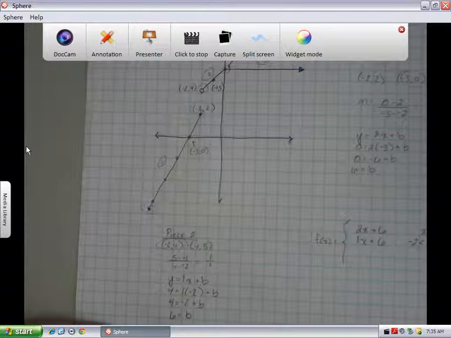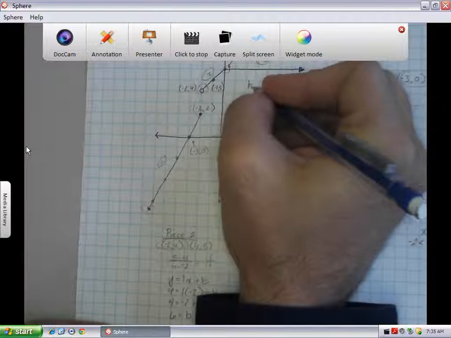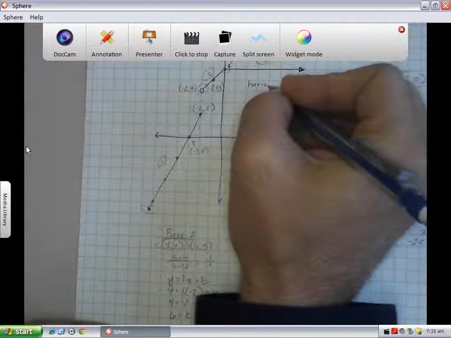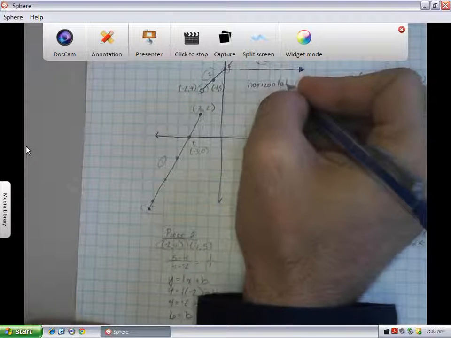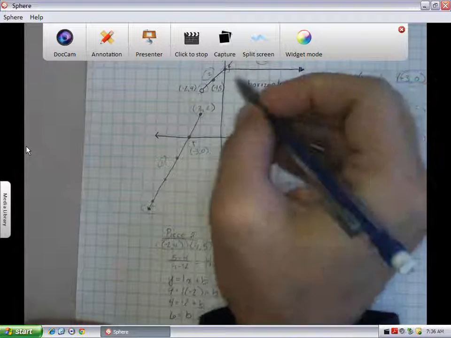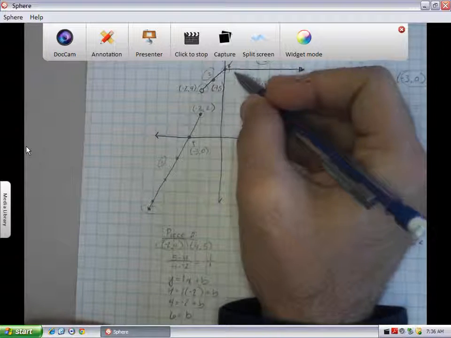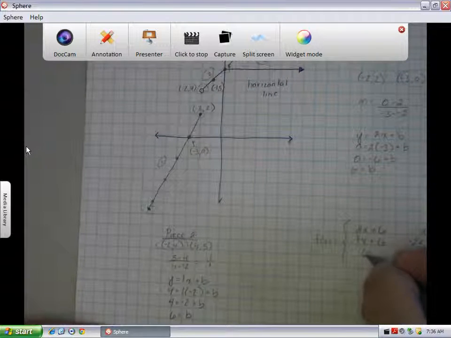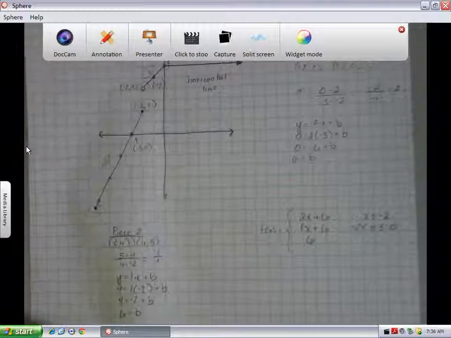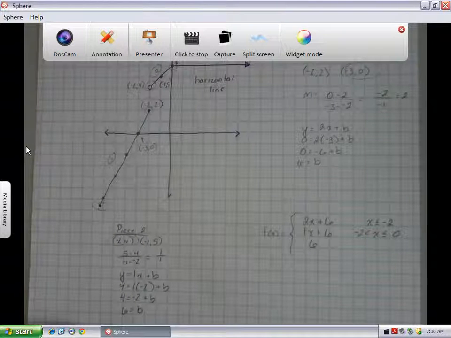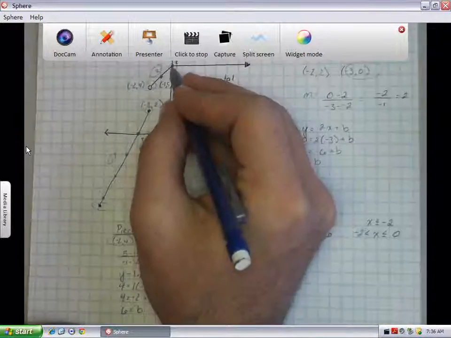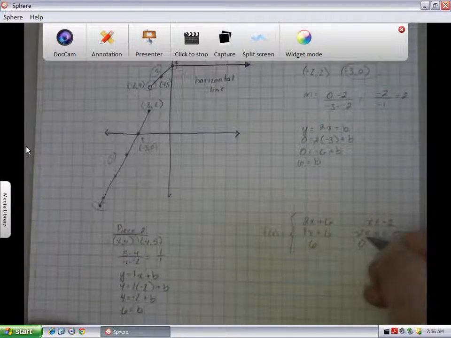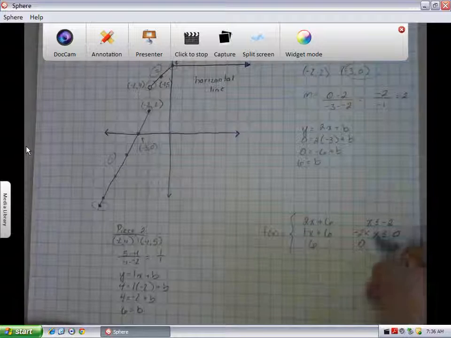Now piece 3 is a horizontal line. So if I remember, a horizontal line has a very simple equation. And that equation is just 6. Because it is going up 6 all the way across. That starts at 0. It has an arrow showing that it does not end.